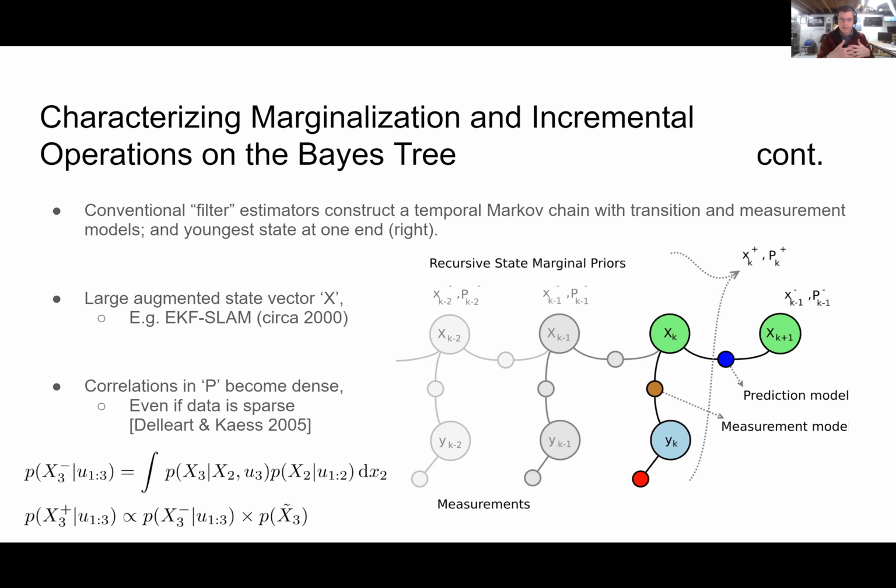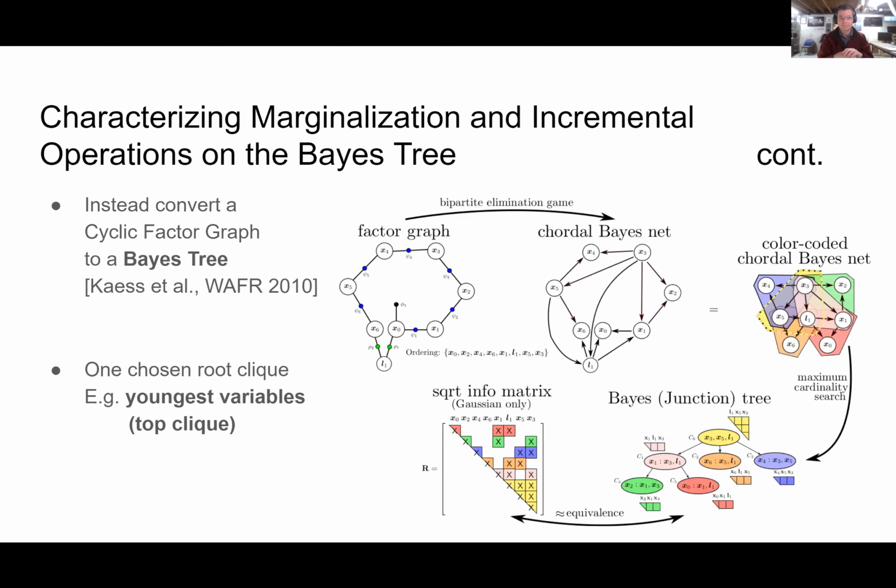Now in SLAM, simultaneous localization and mapping, EKF SLAM works this way. So the state vector becomes really big. The problem is all the interconnects, the joint density, the correlations between all the dimensions become dense and really difficult to deal with. So in 2005, work showed that you don't have to do that. You can work sparsely. Next slide, please.